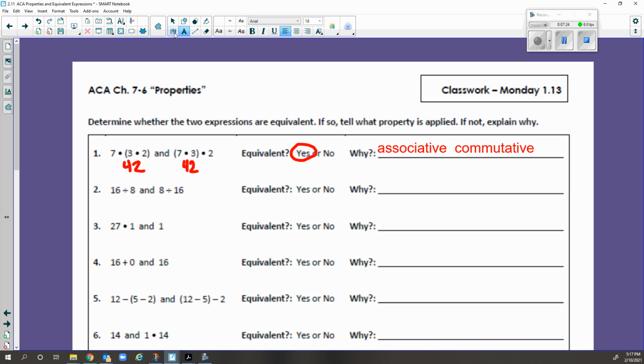Let's take a look at the next one. The next one has 16 divided by 8 and 8 divided by 16. I don't think those are the same. If I even just write them in fraction form, 16 over 8 and 8 over 16, I notice that they're using the same numbers, but they're in different positions. One's in the numerator and one's in the denominator.